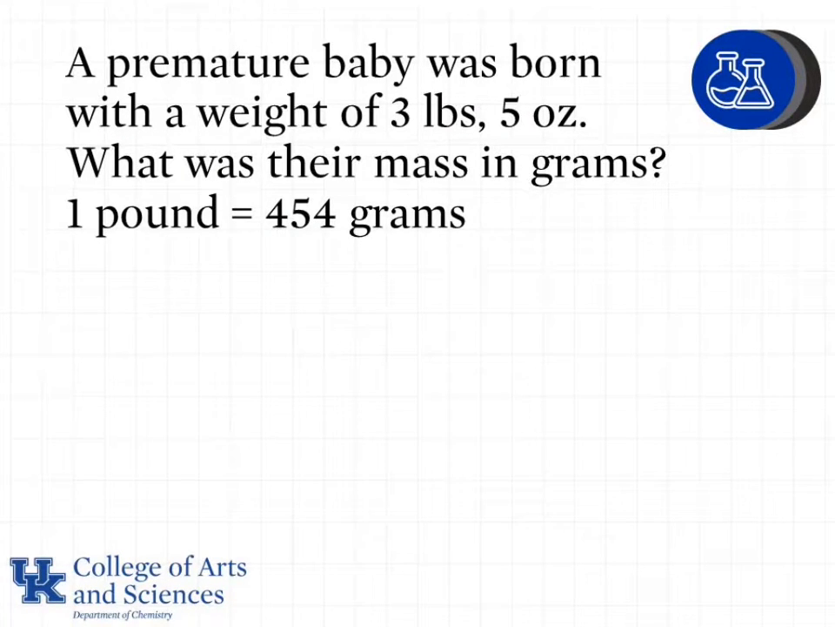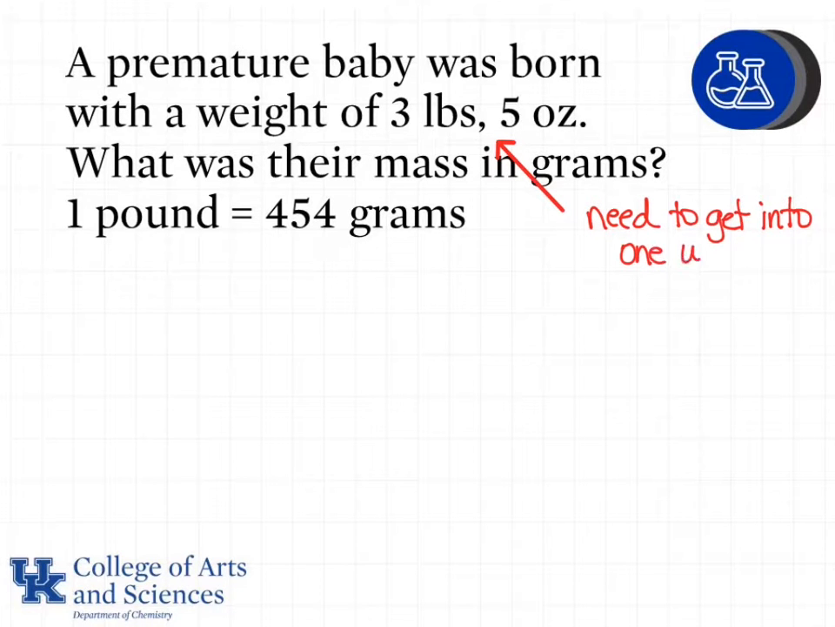Let's look at another example. A premature baby was born with a weight of 3 pounds 5 ounces. What was their mass in grams? And again, we're given the relationship 1 pound equals 454 grams. This problem is going to be a little bit different because we have to look at the fact that we have 3 pounds and 5 ounces. We have to combine that into the same unit. An important thing to note is that 3 pounds 5 ounces is not equal to 3.5 pounds. We have to actually figure out how many pounds is represented by 5 ounces before we can continue with this problem.